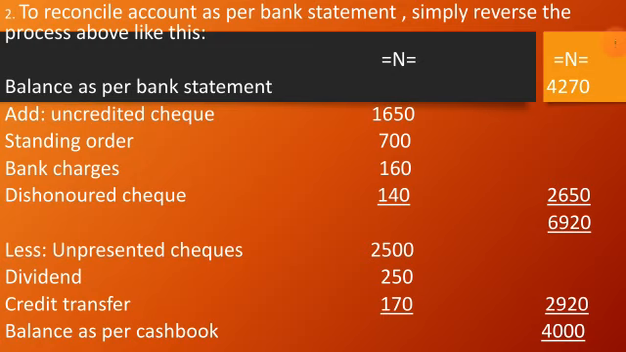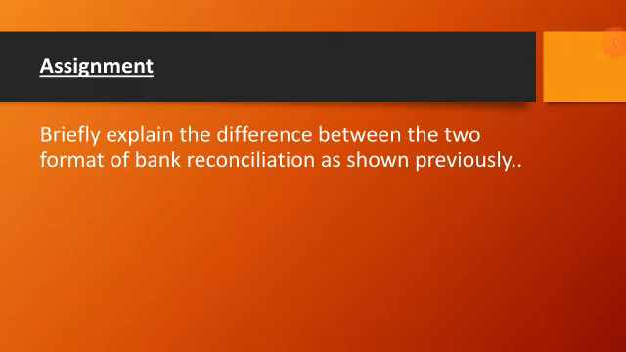Now we have to less our unpresented check, which is 2,500, dividend, which is 250 naira, credit transfer, which is 170 naira. By the time you put all this together, they sum up to 2,920. Then less it from your subtotal, which is 6,920. That gives you 4,000, which represents our balance as per cash book.